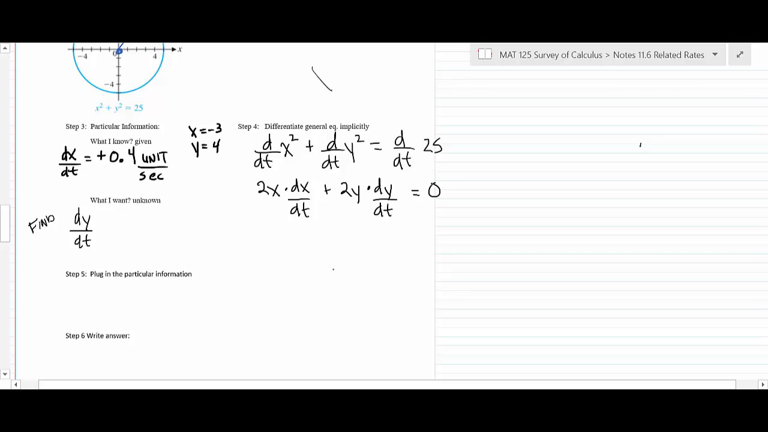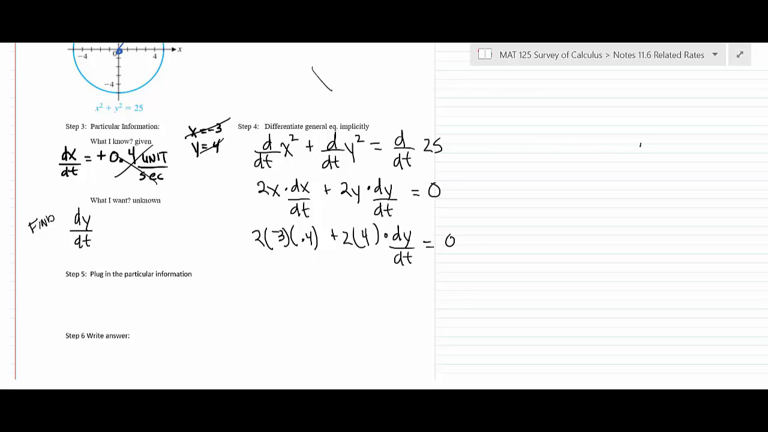Now, all of this stuff you know. x was what? Negative 3. dx over dt, yeah, you know that too. That was 0.4. Then you have y, you know y was 4. Then you have dy over dt. So you can tell you're on the right track. We got the unknown that we need to have. So let's see, if we do this, that's what? Negative 6 times 0.4 is negative 2.4, plus 8 times dy over dt, okay?